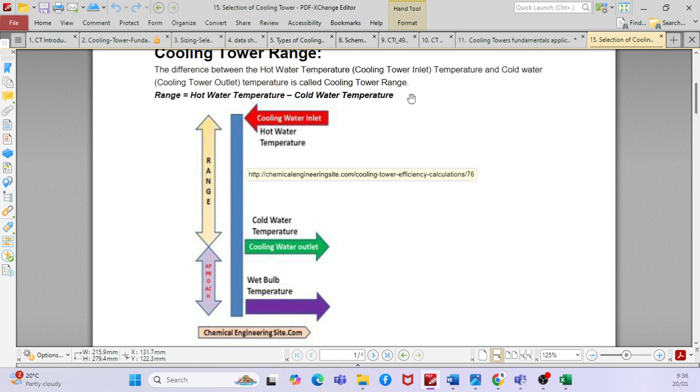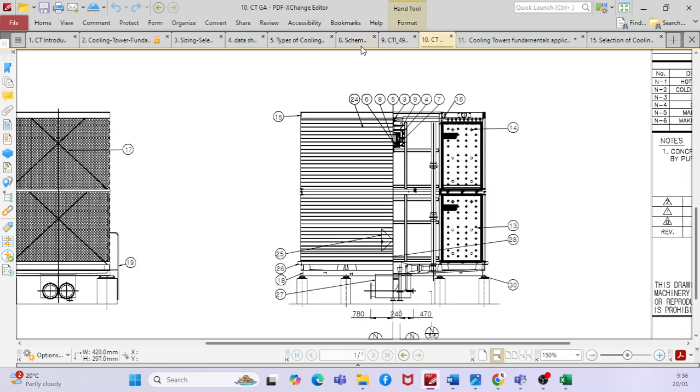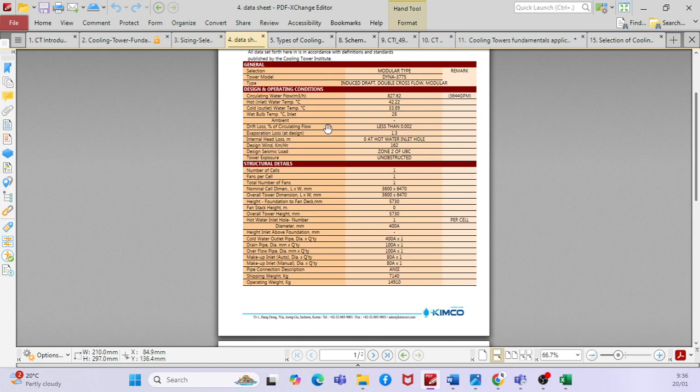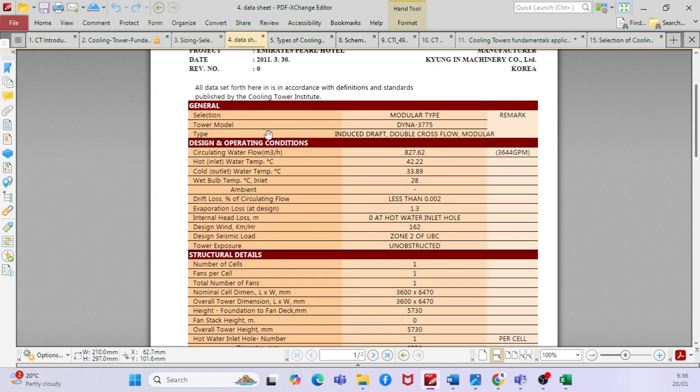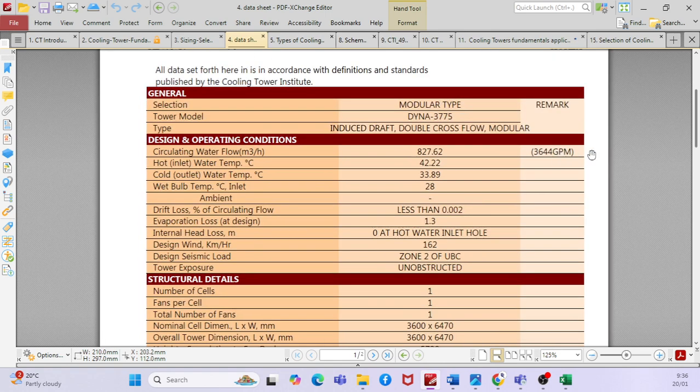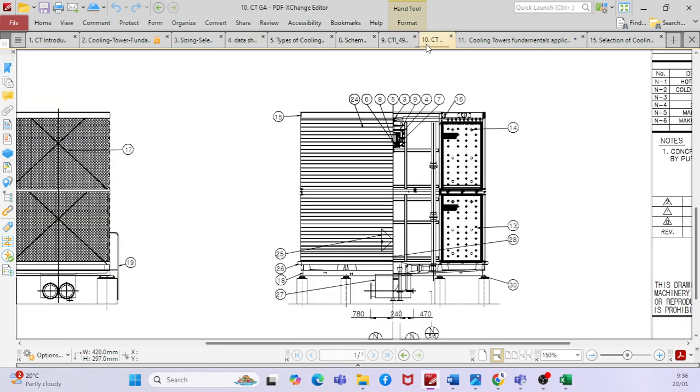So when you see one of the data sheets, this is the data sheet here. From here you can see the selection: modular type, the tower model, then induced draft, double cross flow modular type, then circulating water. Can I just confirm: induced draft means the fan will be on the top, and double cross flow means the air will cross on both sides? Okay.